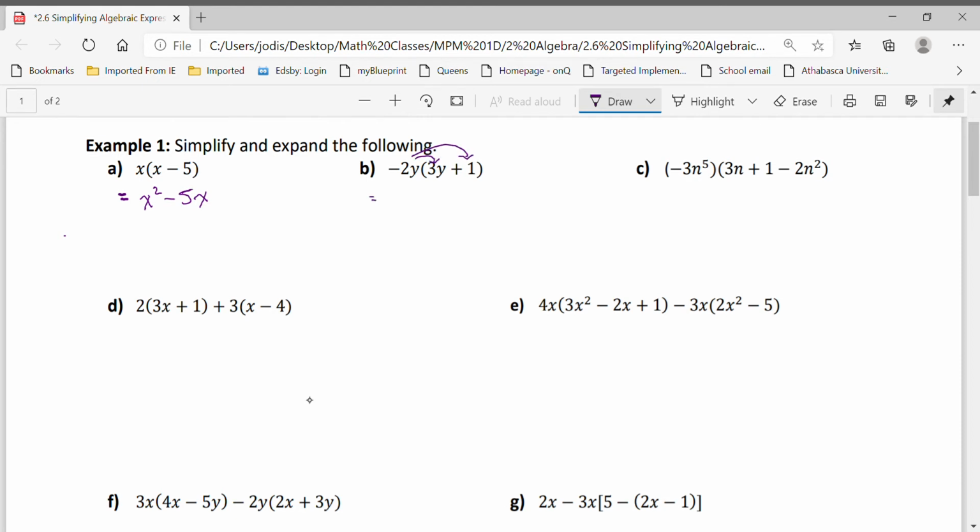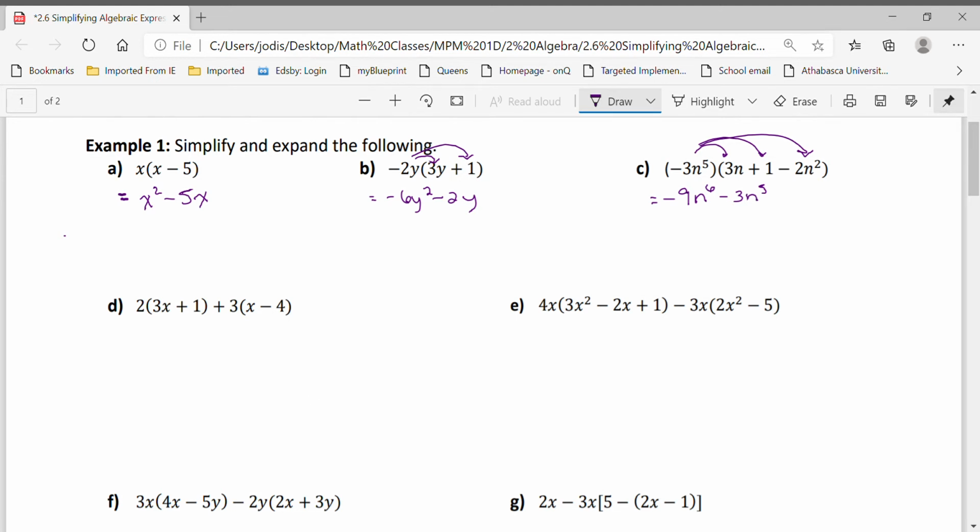So again, this is just simple distributing. -2y times 3y, -6y squared, -2y times 1, -2y. Again, distributing, but with some bigger exponents. So -3n to the 5 times 3n. Negative times positive is a negative. 3 times 3, 9. n. And then exponent rules, add your exponents. 5 plus 1 is 6. -3n to the 5 times 1 is just -3n to the 5.